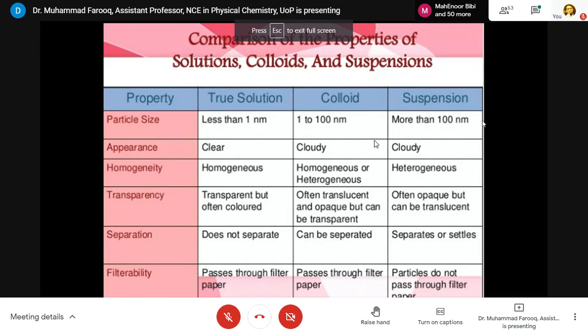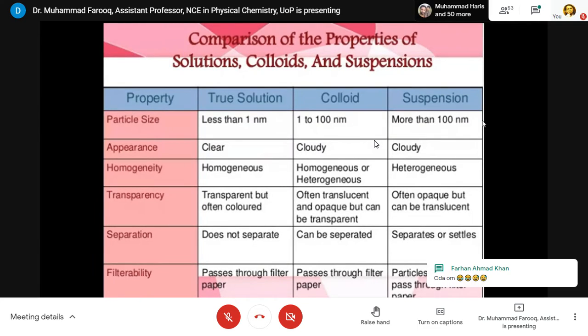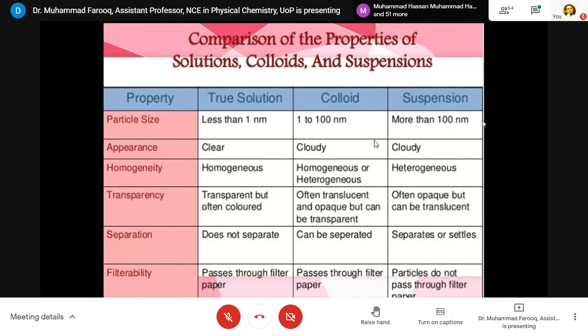Okay, is it clear now? Yes sir, it is clear sir. Okay, so I said the particle size, you can see, is given as 1 nanometer, and if in the range of 1 to 100 nanometer, we call it a colloid. If more than 100 nanometer, we call it a suspension. Also, you can see appearance: the true solutions are clear. When NaCl is dissolved in water, or sugar is dissolved in water, you get a clear solution, while the other two are cloudy because the particle size is greater.